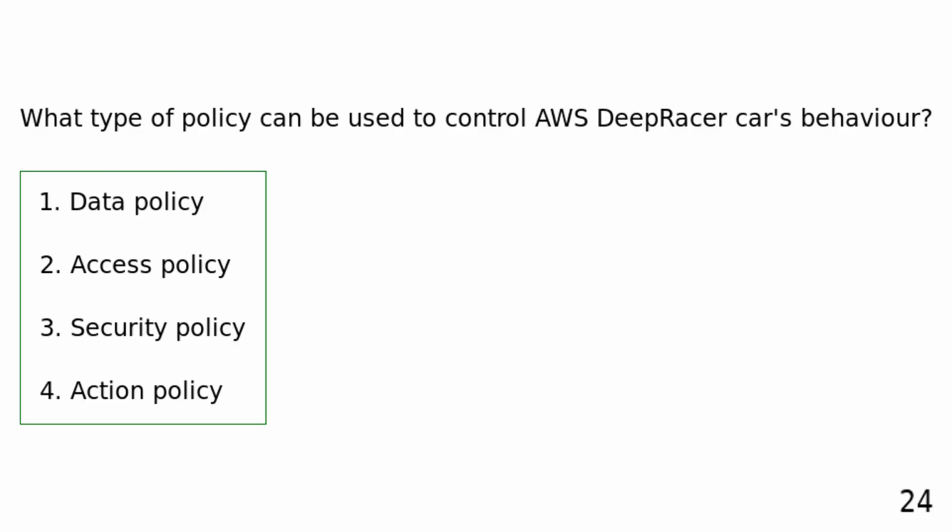What type of policy can be used to control AWS DeepRacer car's behavior? Data policy, access policy, security policy, action policy.